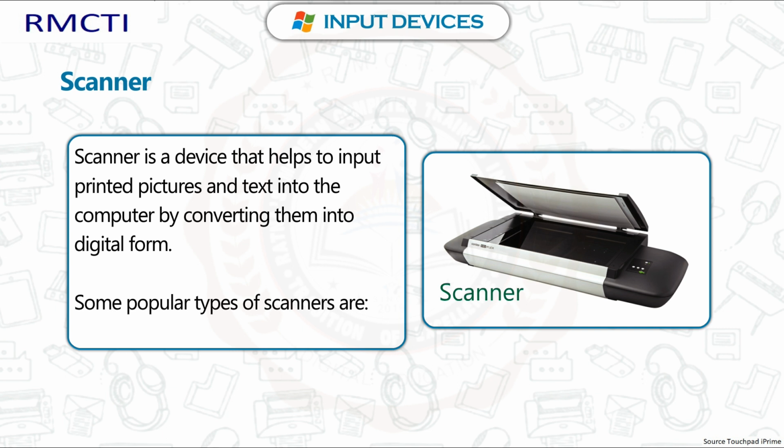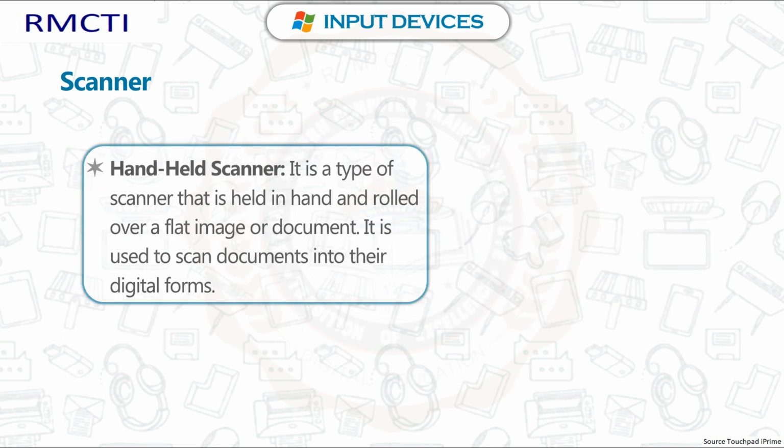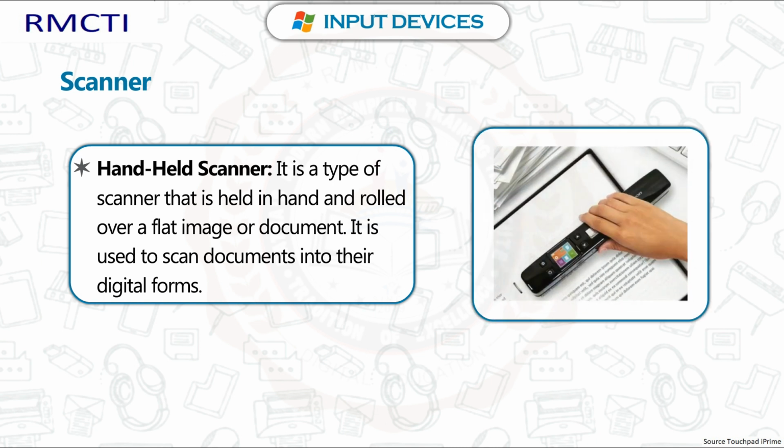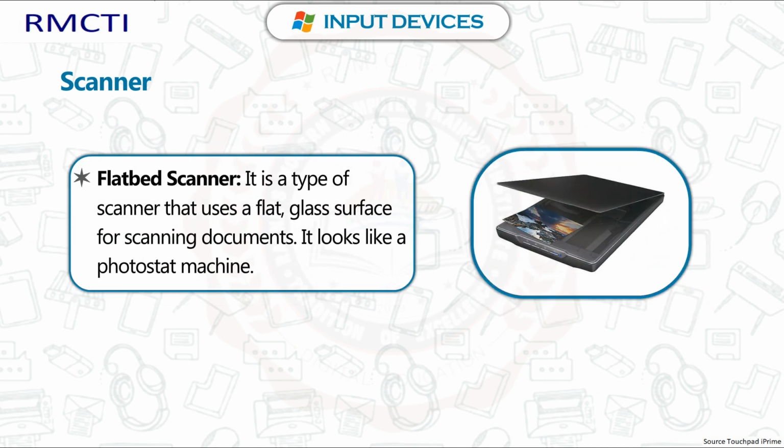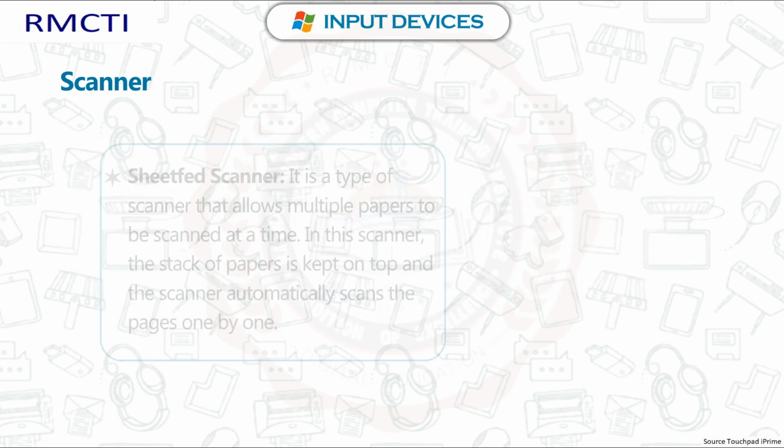Some popular types of scanners are: Handheld scanner. It is a type of scanner that is held in hand and rolled over a flat image or document. It is used to scan documents into their digital forms. Flatbed scanner. It is a type of scanner that uses a flat glass surface for scanning documents. It looks like a photostat machine.